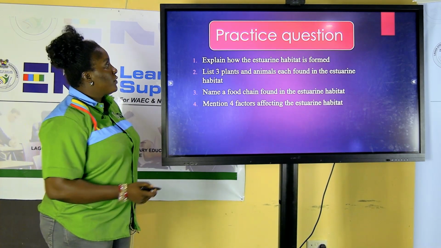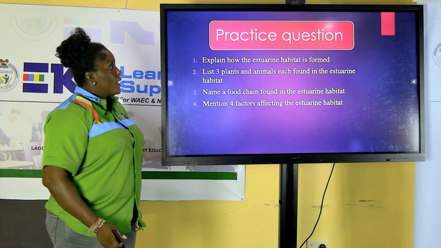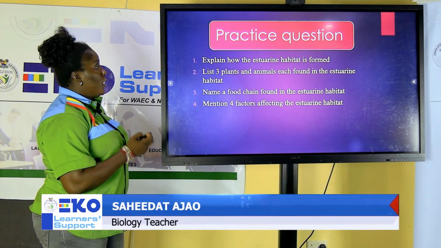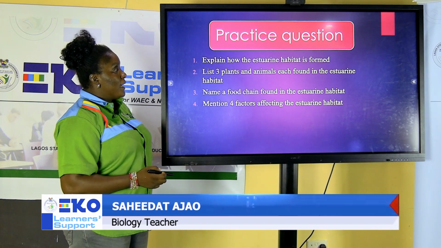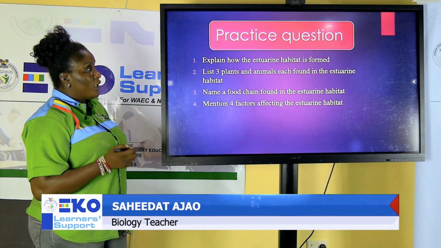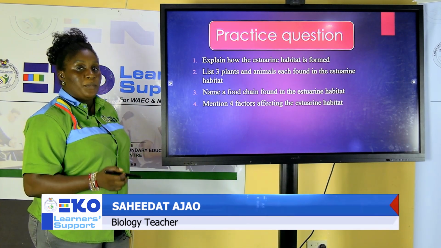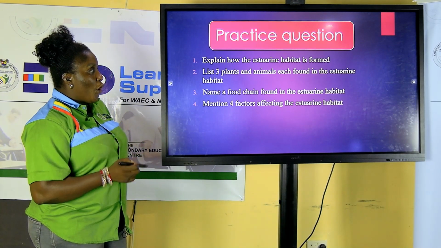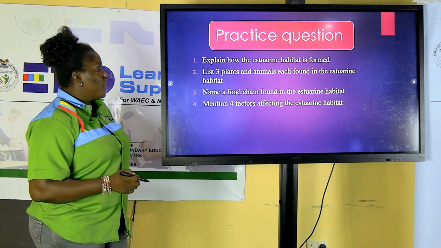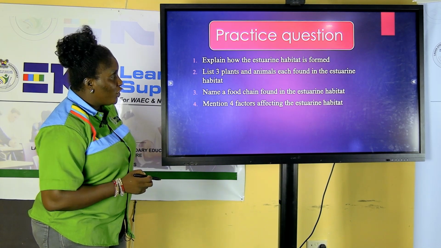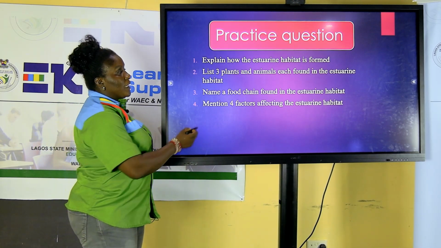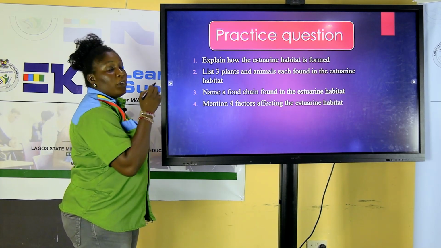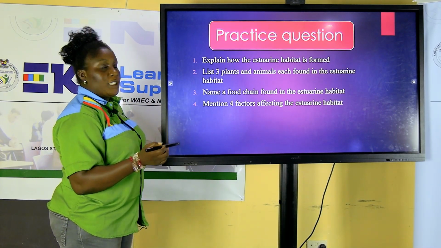So let's do this together. Number 1 question says, explain how the estuarine habitat is formed. Number 2 says, list 3 plants and animals found in the estuarine habitat. Number 3 says, name a food chain found in the estuarine habitat. And number 4 says, mention 4 factors affecting the estuarine habitat. So let's do this together. You can cross-check with what you have written down.